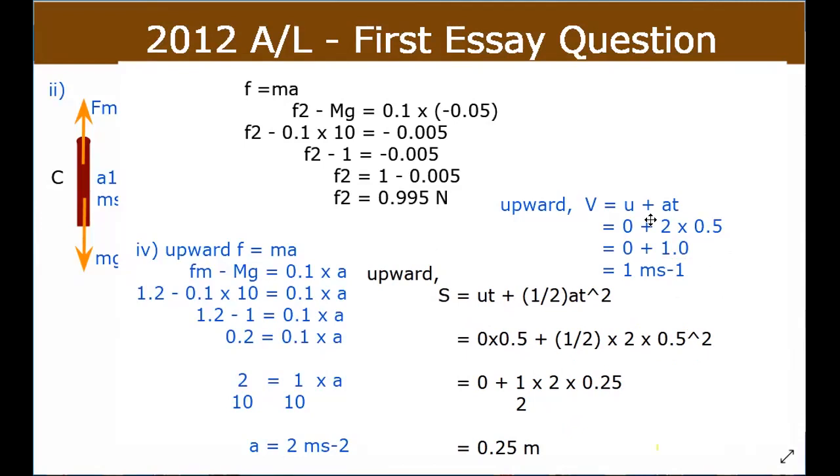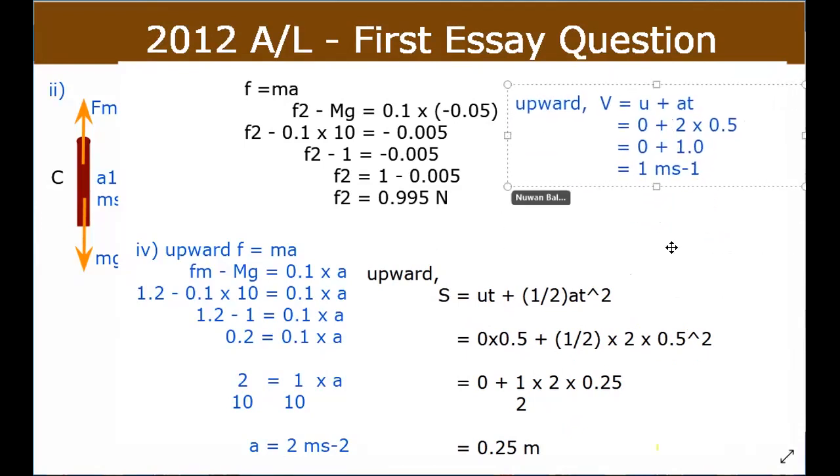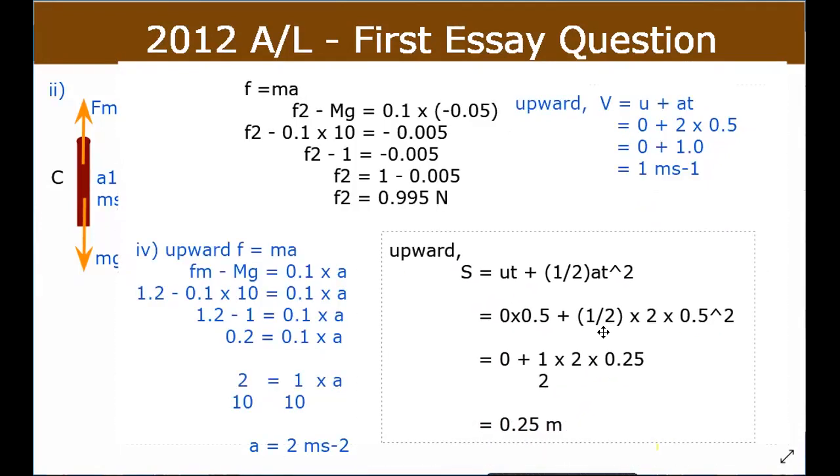Who got this answer here? Who got the velocity and displacement answers correctly? Velocity 1 meter per second. Displacement is 0.25. 0.25 meter means 25 centimeters. Very good. Many of you have obtained the correct answer. I'm so happy. Complete it there.